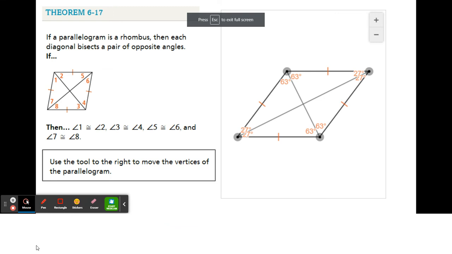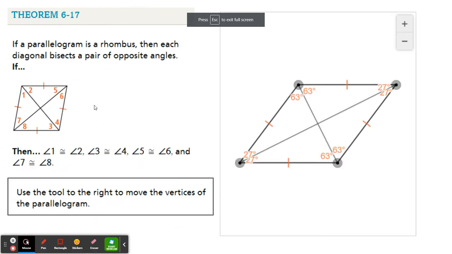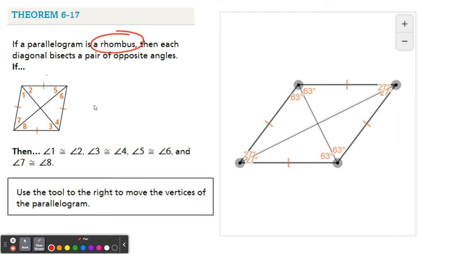All right, so remember that idea. Next slide. Now the second property of a rhombus is that if it is a rhombus, then each diagonal bisects a pair of opposite angles. This is another big idea. So the diagonal bisects a pair of opposite angles. In this picture here, we have a rhombus, four sides congruent.